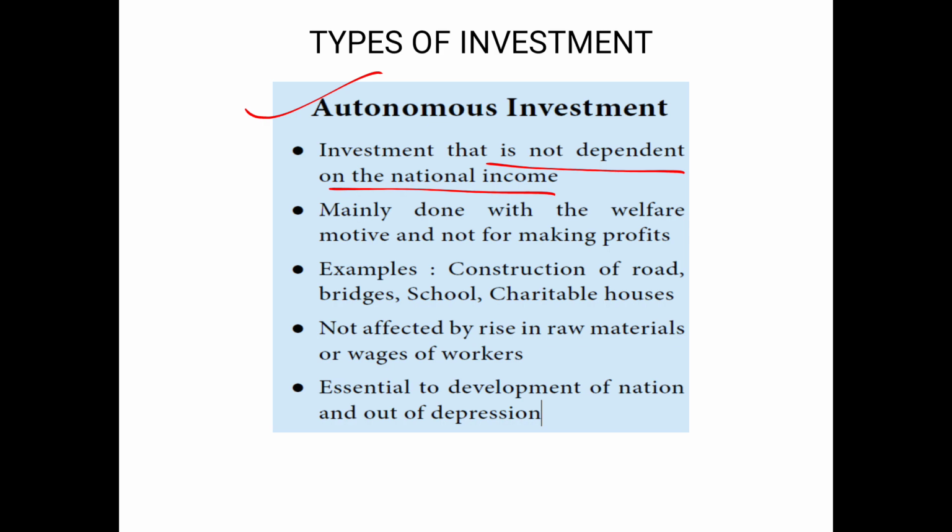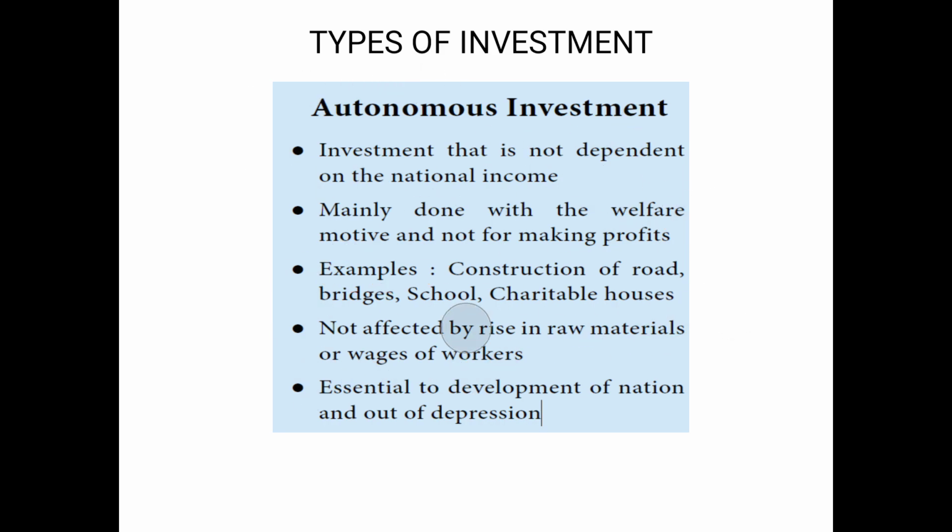Usually investment of a country depends upon the national income, and it looks into the sources from where we have collected income. From that it has been divided to different sectors, but the contribution done by each sector is taken into consideration and put as national income. Why is this autonomous investment being done? For the welfare motive. For example, in your textbook they have given examples like construction of roads, bridges, schools. Autonomous investment has to take place. It is not affected by rising raw materials or wages to workers. So there should not be any effect on the wages of the workers. And essential development is necessary for a country. So this we call autonomous investment.